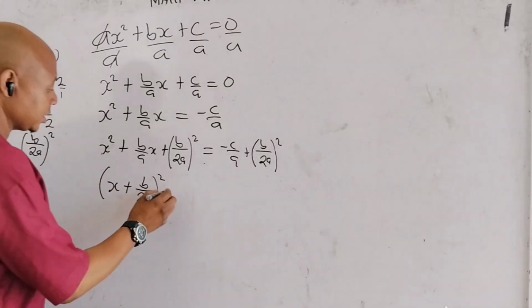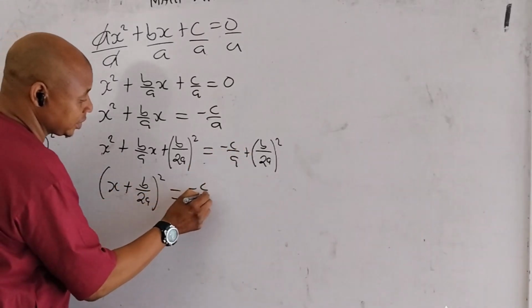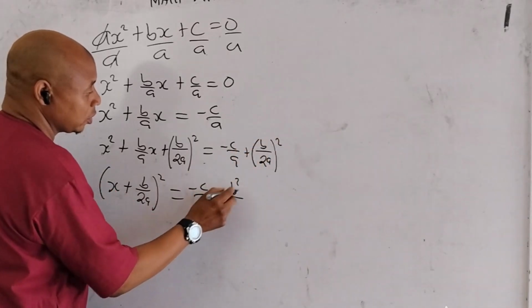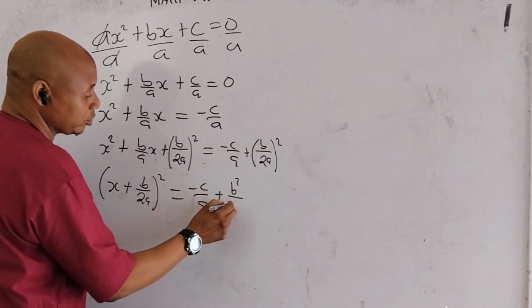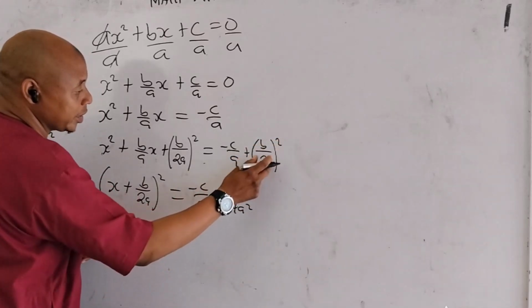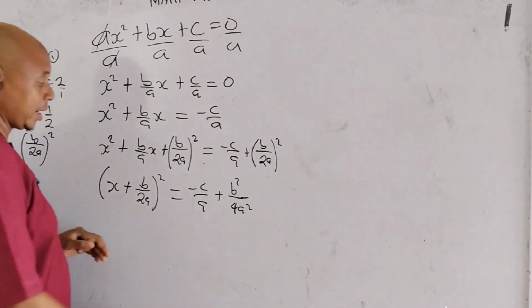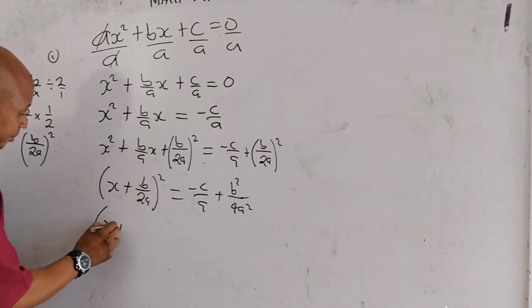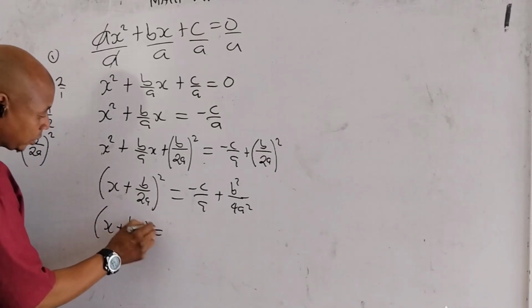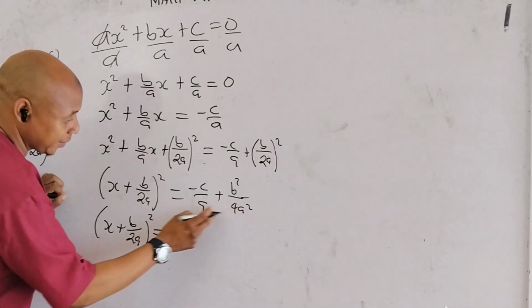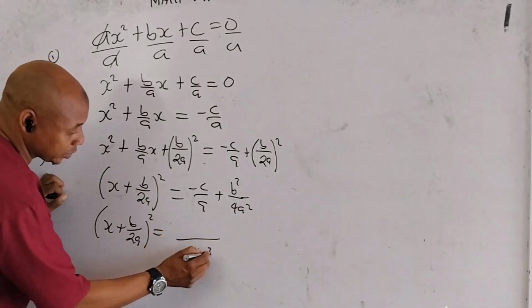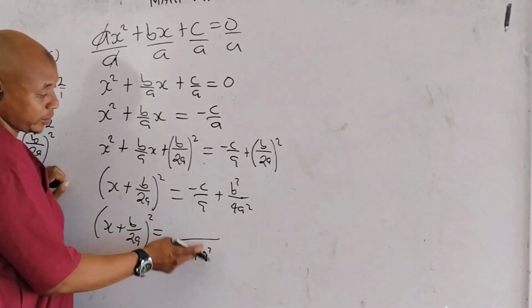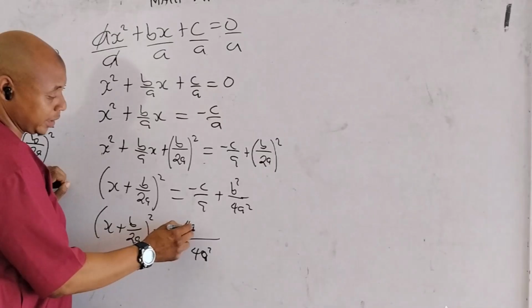So now this is equal to, simplify this, I have minus c over a plus, open this bracket with respect to the power 2. So we have b squared all over 2a squared, which will give us 4a squared. 2 squared is 4, a squared is a squared, right? So I can find the LCM here. So this function x plus b over 2a all squared is equal to, the LCM here is 4a squared, right? So 4a squared divided by a will have 4a. 4a times minus c is minus 4ac.